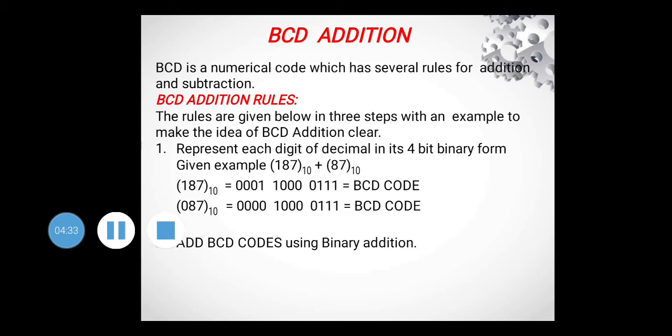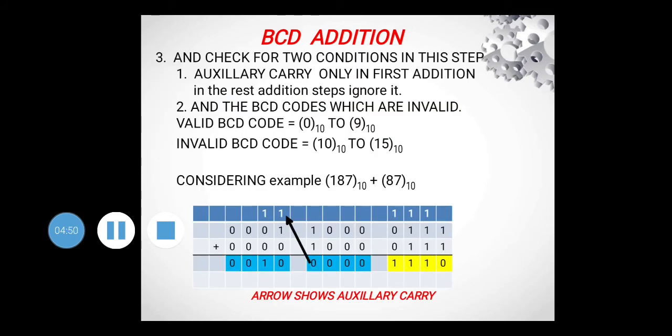After converting each digit into 4-bit binary BCD codes, you are supposed to add the BCD codes using binary addition rules. But there are two terms you are supposed to remember when you add the first time. This is called step 1. In this addition you are supposed to understand two terms. The first is called auxiliary carry and the second is called invalid numbers.